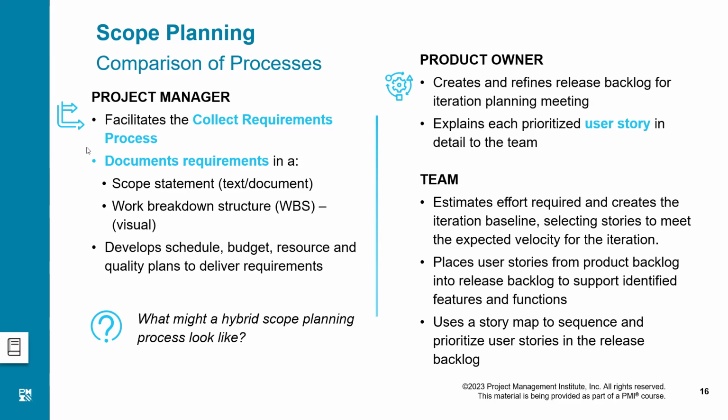Now, you know how things happen in predictive and how things happen in agile as far as scope planning is concerned. Can you give me an idea what a hybrid scope planning process might look like? Can you explain it?